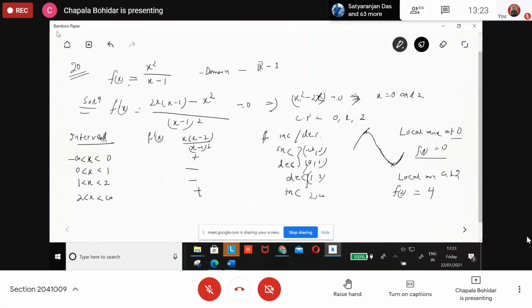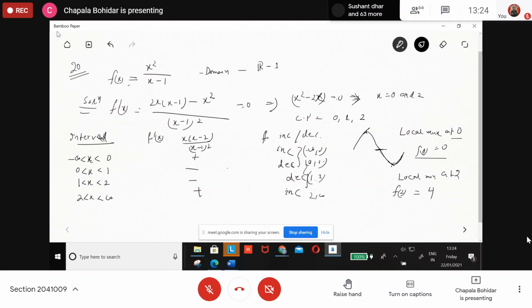Ma'am, I have a doubt. According to the definition of critical numbers, a critical number of a function f is a number c in the domain of f. But here 1 is not included in the domain of the function, yet it is written as a critical number. f dash is not defined there. On that question also I am not getting it as a critical number here.